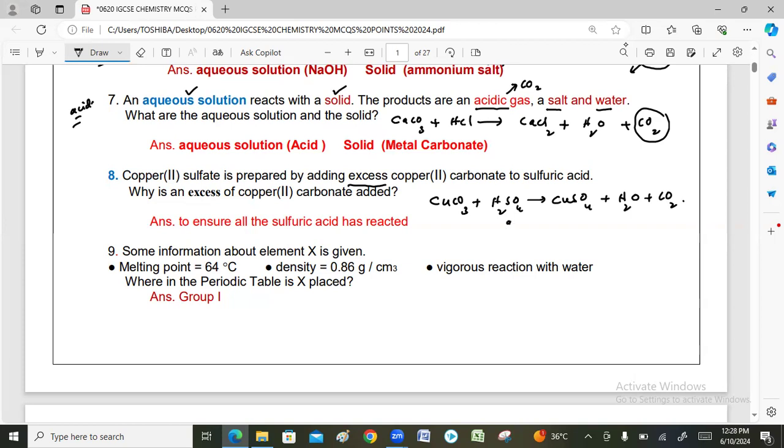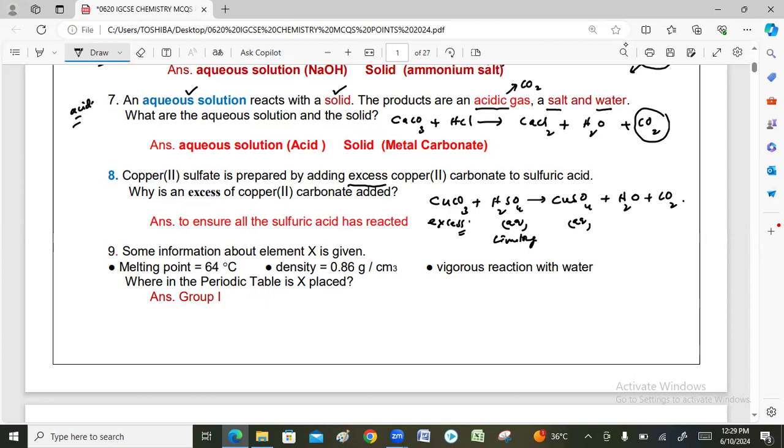Now, this is aqueous and this is aqueous. So if we use the excess copper 2 carbonate, if this is in excess, sulfuric acid must be the limiting reagent. So the limiting reagent is consumed earlier as compared to the reagent which is in excess, because excess means more than enough. So copper carbonate is used in excess to ensure that all the sulfuric acid has reacted.